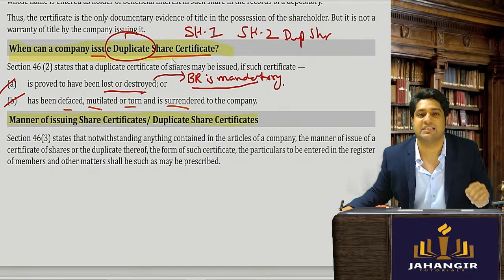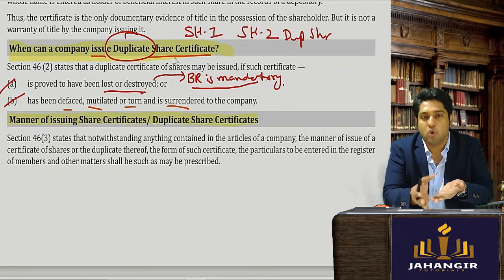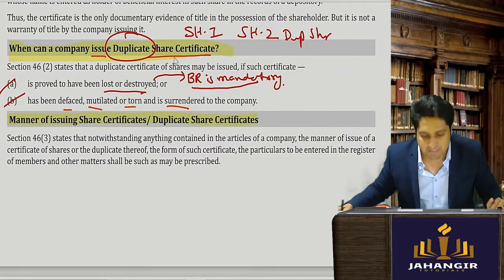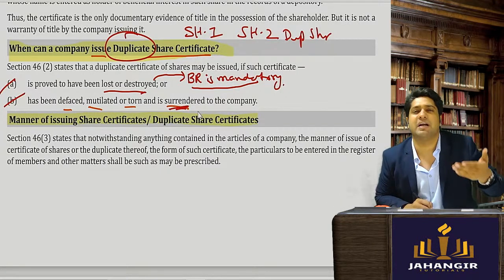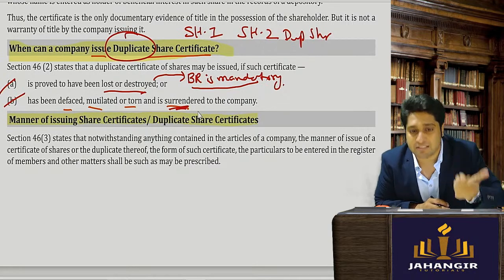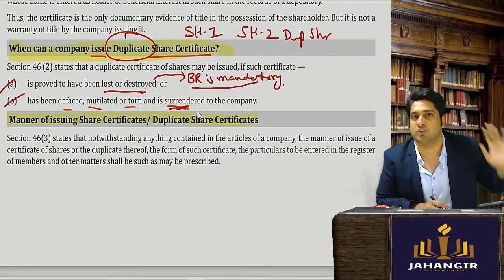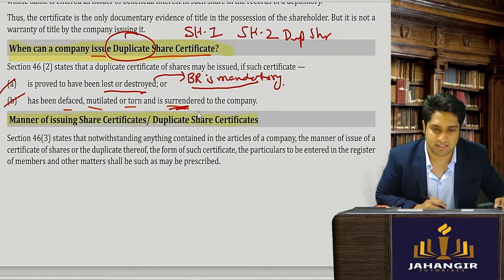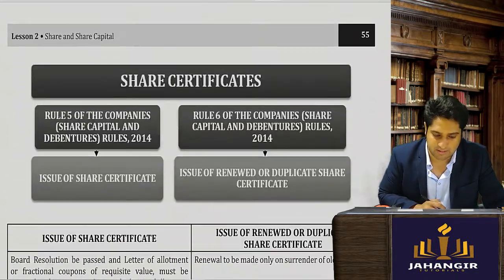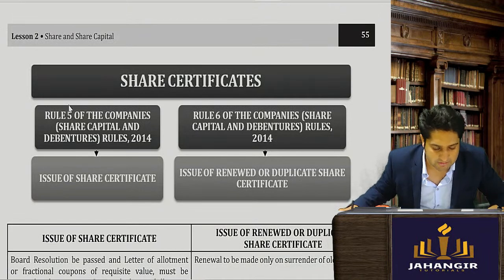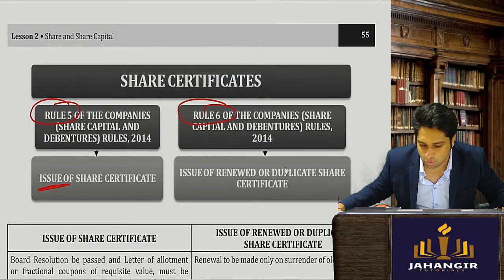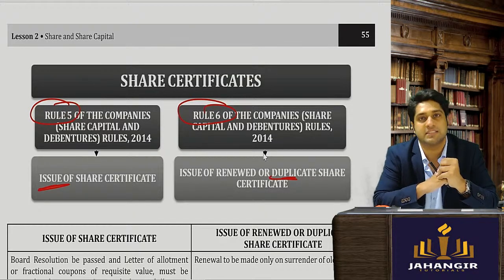But in the second case where it is defaced, meaning it is torn, you have bought a document, you've surrendered the document to the company, but it is torn, it is in two pieces, it is not proper, so there is not much risk. So therefore board resolution is not necessary in the second case. Concept clear? Now from here, issue of share certificates, very, very simple. This is in rule 5 for issue of share certificates, and issue of duplicate share certificates is in rule 6.